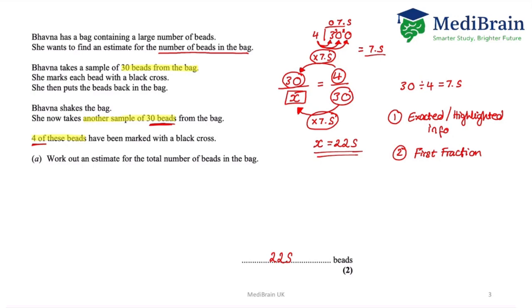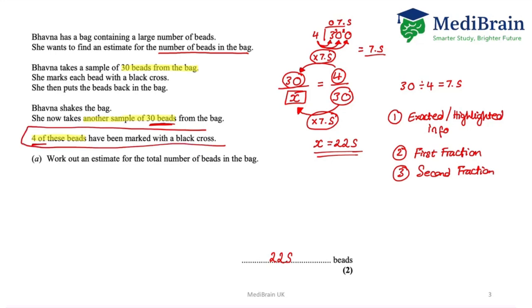Okay, so if you go back to these steps, once you've extracted and highlighted the info, you set up your first fraction. Because we're finding an estimate for the number of beads in total, x is going to go on the denominator. The third step is you set up your second fraction. Your second fraction is going to be later down in the question. Okay, as you can see, it's this part of the question. And this time you've selected a population and you're looking at how many have already been marked. So we had 4 marked out of a total of 30.